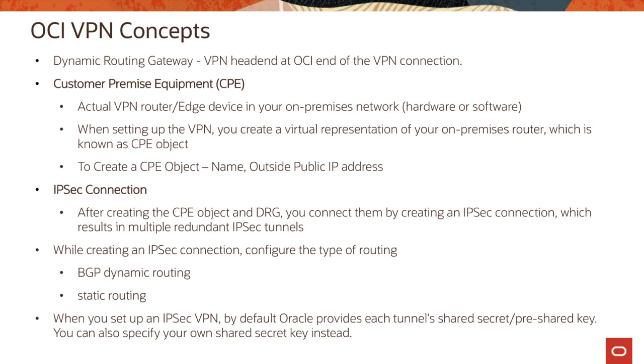Once you have created the IPsec connection, you can configure the type of routing for your IPsec tunnels. You can have different routing for each tunnel as part of your IPsec connection. You can choose BGP dynamic routing, which basically uses the BGP dynamic protocol to learn the routes dynamically. From a DRG perspective, we would advertise routes of the VCN the DRG is attached to, the VCN subnets.